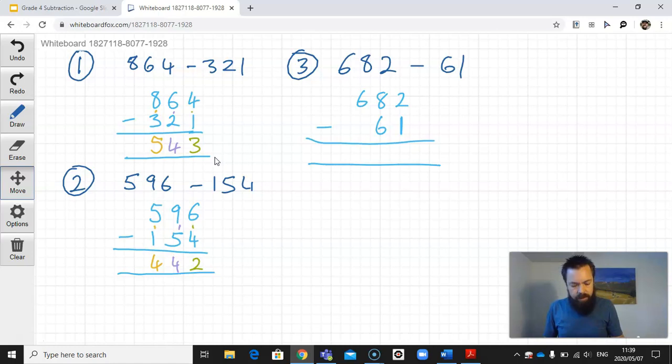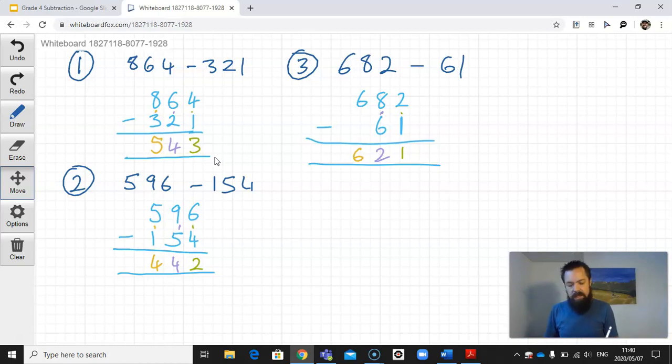So once again, starting with my units, 2 minus 1 is 1. 8 minus 6 is 2. And over here, I've got 6 minus nothing because the second number has no hundreds. We just don't write our numbers like that. But if we needed to put a 0, we could. It doesn't change the meaning of the number. So 6 minus nothing is still 6.